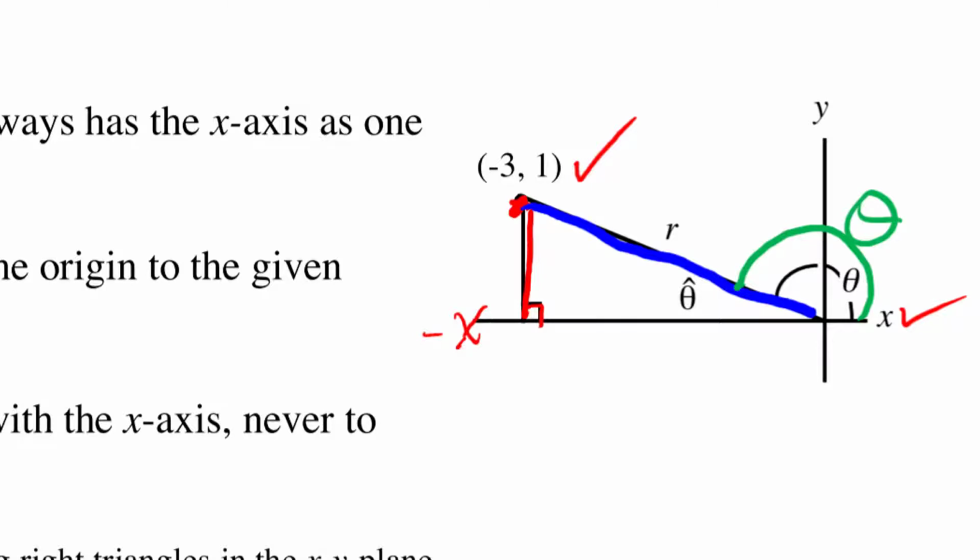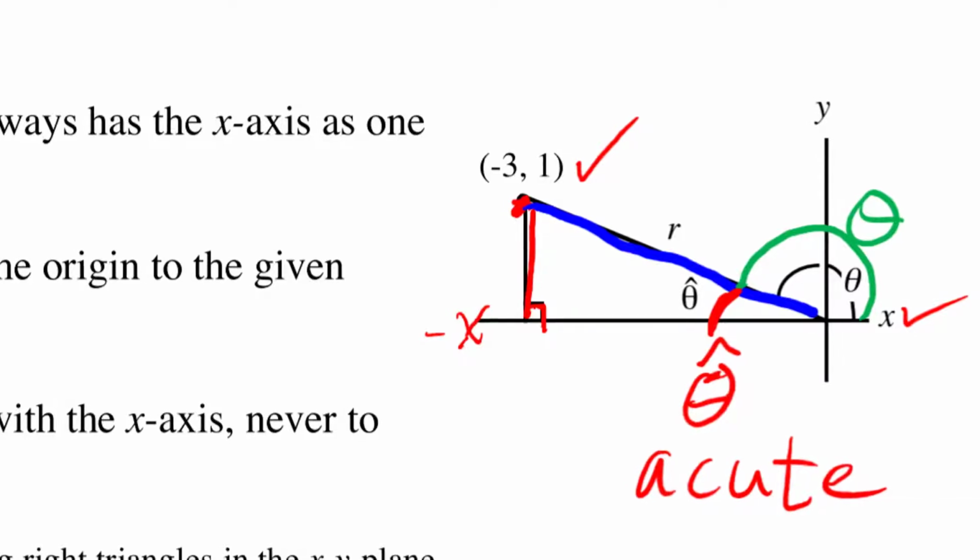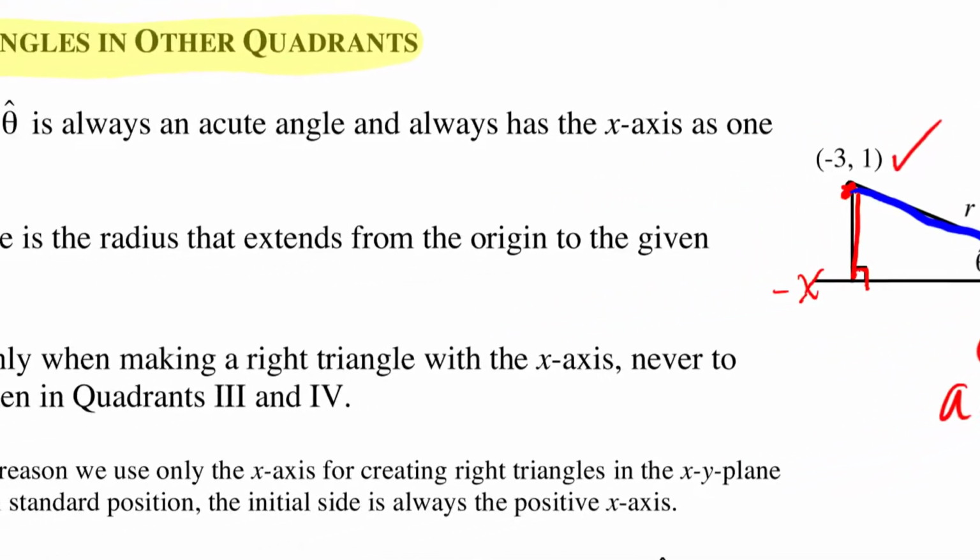We can still talk about the value of theta, but at the same time we've got this acute angle inside. I think you can see that there. Let me just redraw it for you. It's called theta hat, this acute angle inside, theta with a little hat on it. So let's see what theta hat is. As a reminder, it's an acute angle, and it will always be positive.